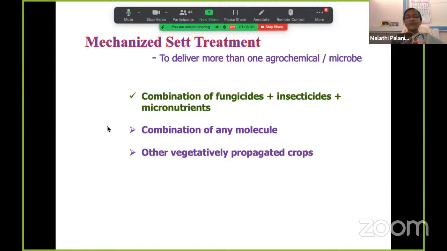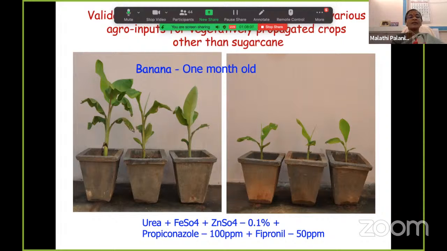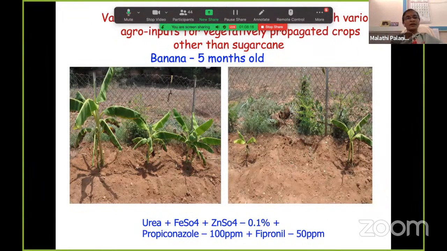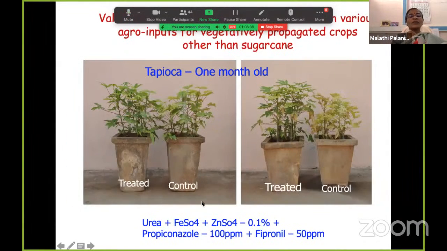Then we thought of validating it for other crops. We validated it for banana with the same input combination, and we found a significant improvement in plant growth under field conditions without any external application of other nutrients. Even after 1 year, the growth improvement was highly maintained, and the treated plants were bearing bunches, but the untreated ones were without any bunches and very much stunted. We also validated it for cassava. Here we can see the difference between treated and untreated ones.